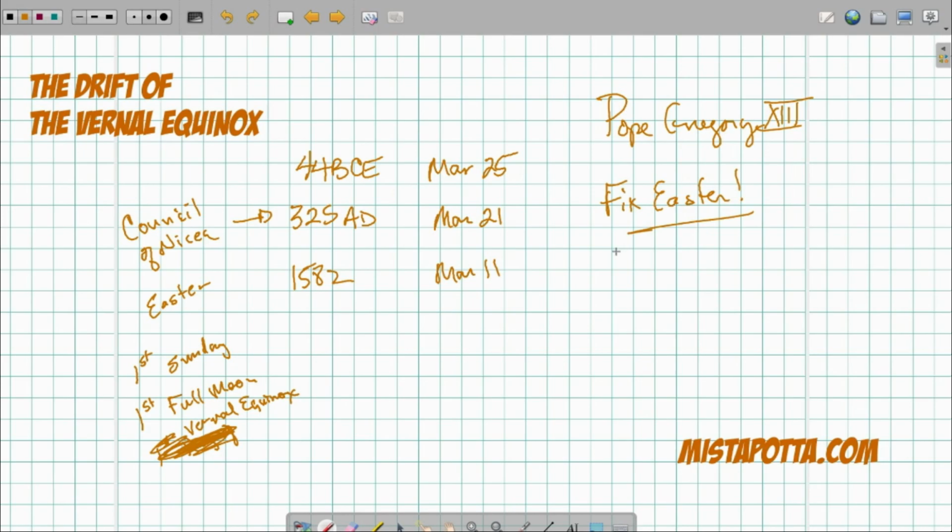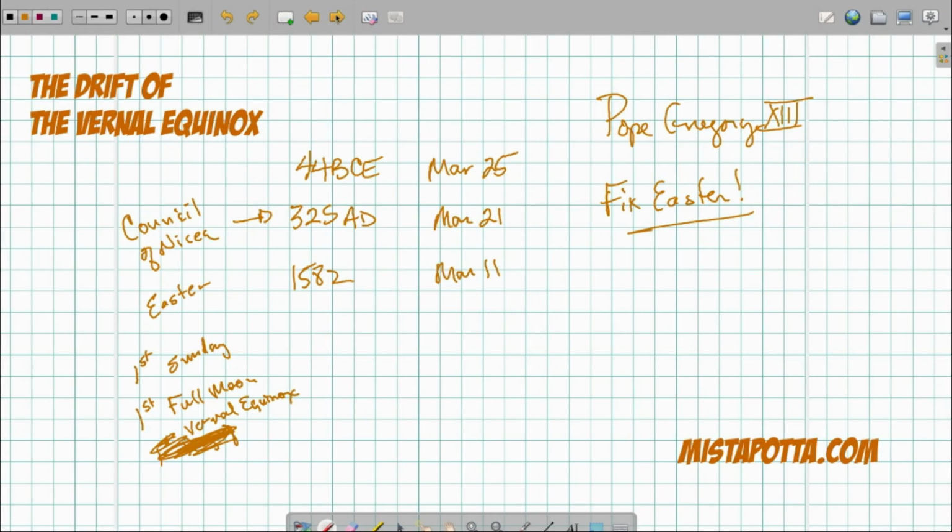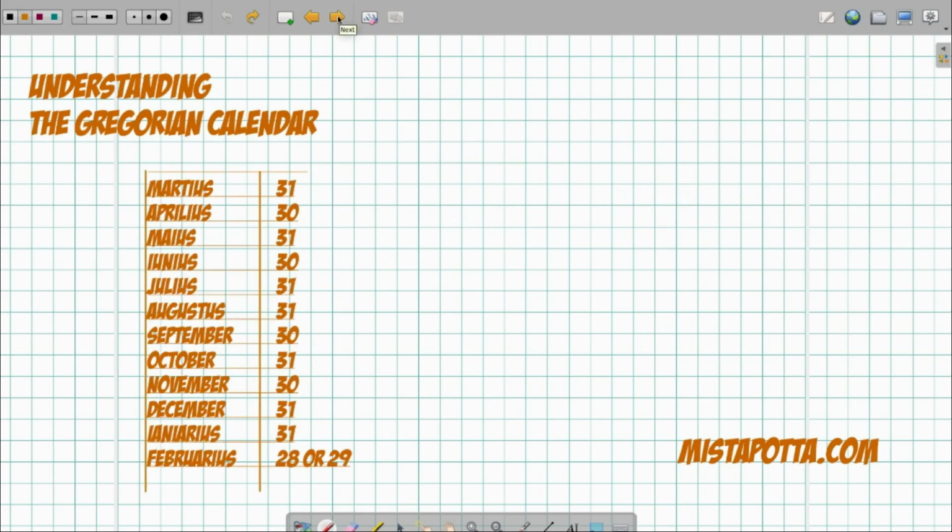And of course, the idea here is we're going to fix Easter and we're going to change the calendar in order to fix Easter. So here's the plan. Right now, this is the way our calendar looks. We've got this alternating series of 31 days and 30 days. Emperor Augustus has decided to name a month after him, and he's kind of stolen a day from Februarius.